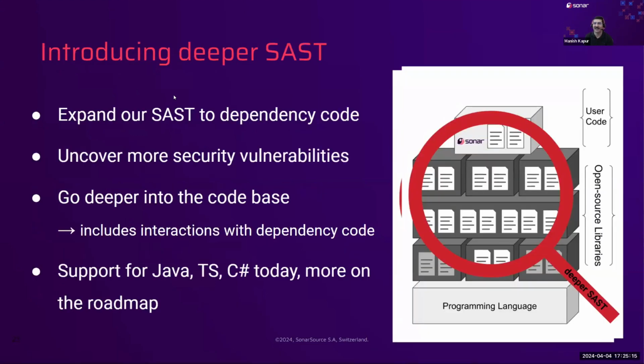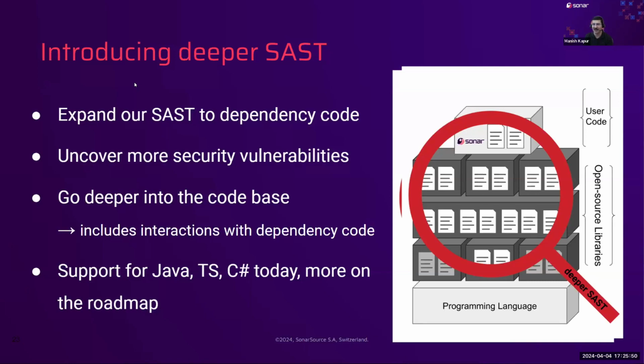So what we have done is we introduced Deeper SAST in August of last year. And it is basically expanding our SAST engine to also cover dependency code, right? So this is not SCA by any chance. It is separate from SCA. SCA is about looking at all your dependencies and telling you whether any of your dependencies or libraries are vulnerable or not, whether there is an existing security issue with that library or not.